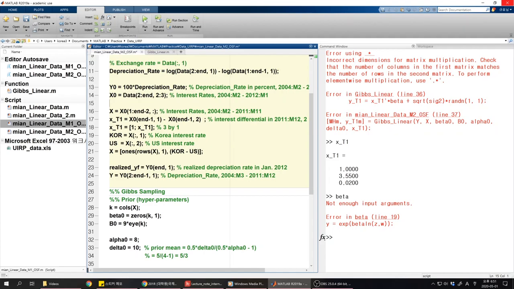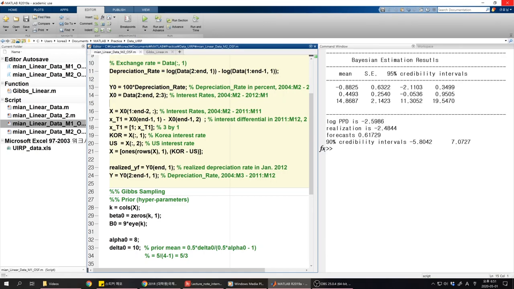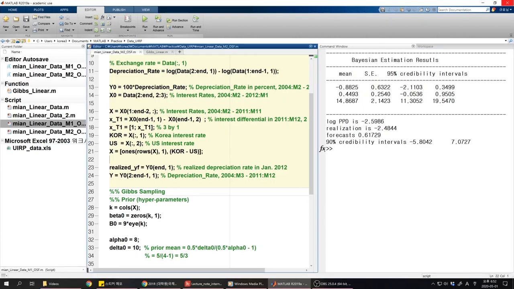Okay, let me try now. Here, log PPD is now minus 2.5986, or very close. Very close. You can't tell much difference between these two models' forecasting performance. Okay, and what if you want to try no regressors, not even an intercept? There are no independent variables, so there is no intercept term and no time-varying covariate. How can you do that?